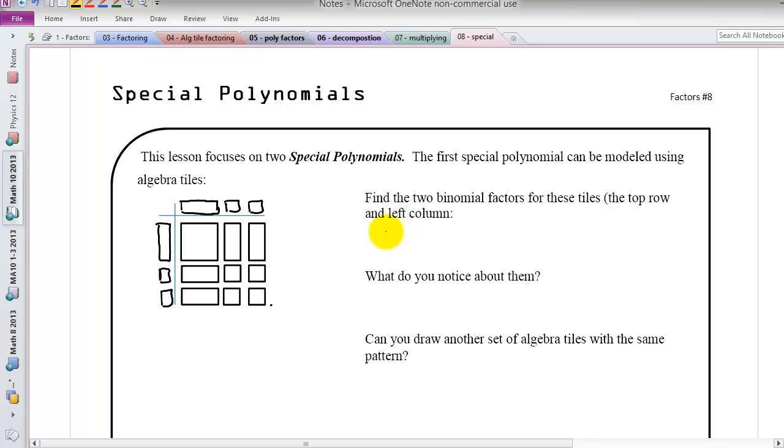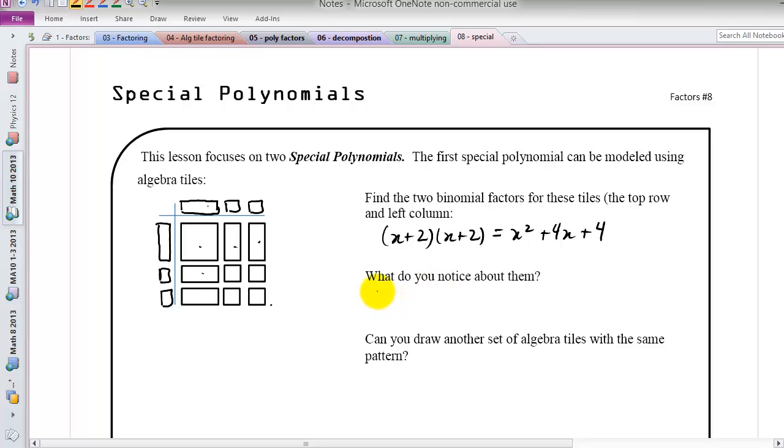And what's the top row? The top row would be an x plus 2. The left column is also an x plus 2. And I guess that's all equal to whatever's inside here, so that's x squared plus 1, 2, 3, 4x plus 4.